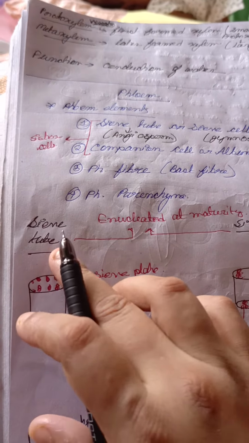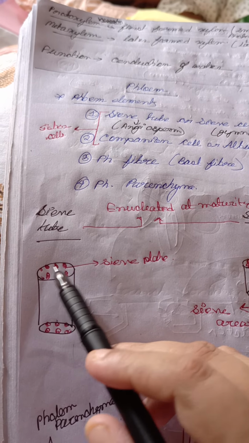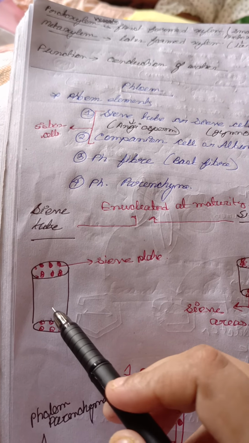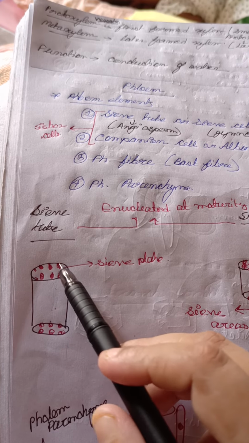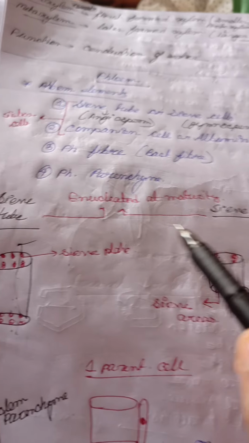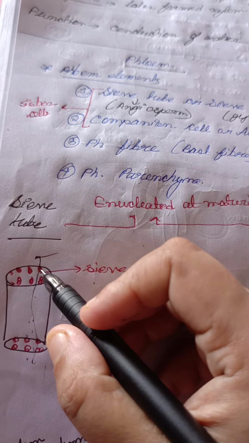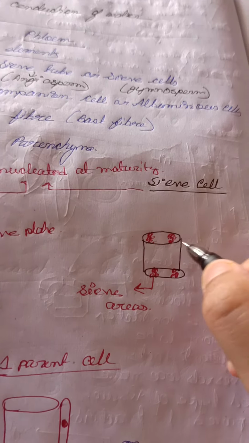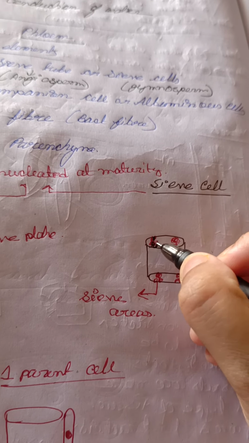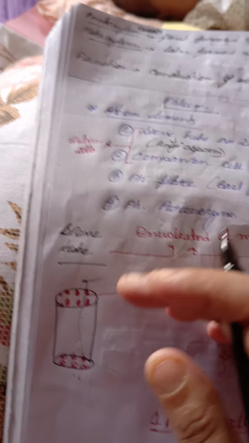So if we draw the sieve tube and sieve cell, how will the structure be? You see there are some perforated sieves. These are the lumen or tube you can see, and these are the sieve plates. Through this sieve plate the food can pass. In sieve cells, the perforations are in different places, arranged in a particular area. These are called the sieve areas. So here the conduction will be better than in this.